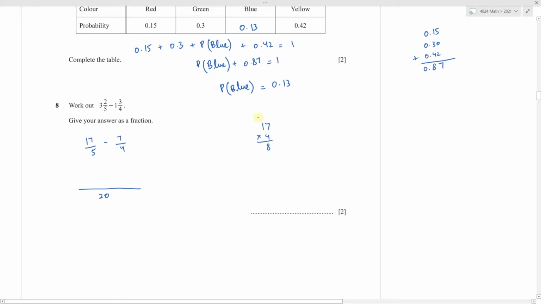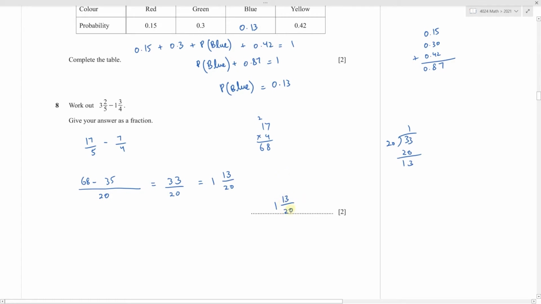So 7 fours are 28, 2 carry, 4 ones are 4, 68. 68 minus 7 times 5, which is 35. So 8 minus 5 is 3, 6 minus 3 is 3. So it's 33 over 20. And we can convert this into a mixed number. So 33 divided by 20. 20 times 1 is 20. And then the remainder is 13. So this is 1 whole 13 over 20, which will be your final answer.